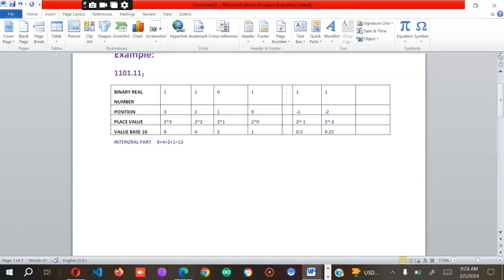While the other part, which is the fractional part, we have 0.5 plus 0.25, which gives us a total of 0.75. Now, after you get the sum of the fractional part and the sum of the integral part, you add them together.